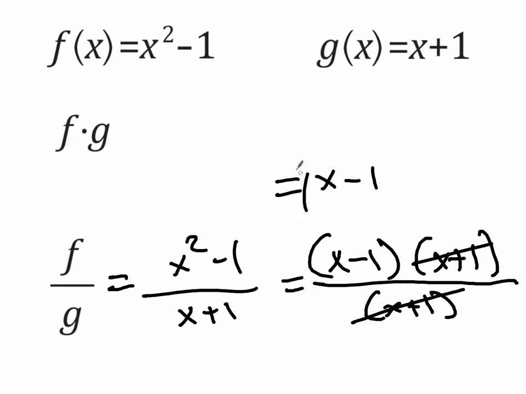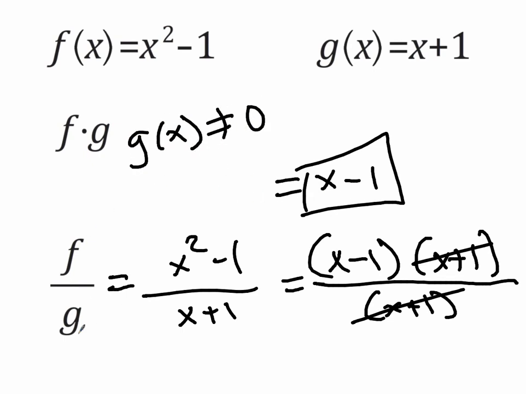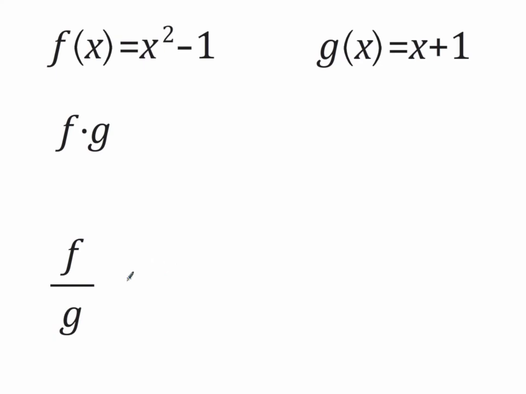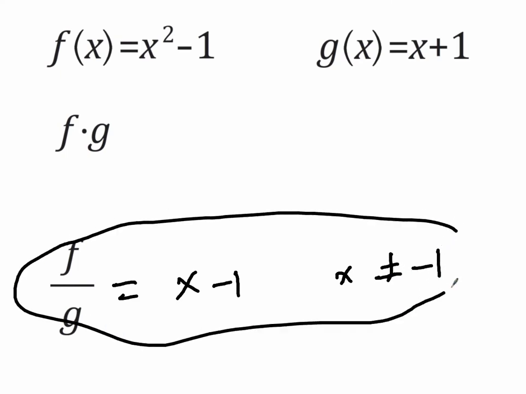But remember, we have that caveat that g of x cannot equal 0, because then we'd be dividing by 0. Well, g of x is x plus 1, so x plus 1 cannot equal 0, which means x cannot equal negative 1. So f divided by g of x is equal to x minus 1 so long as x is not equal to negative 1. Then this is true.